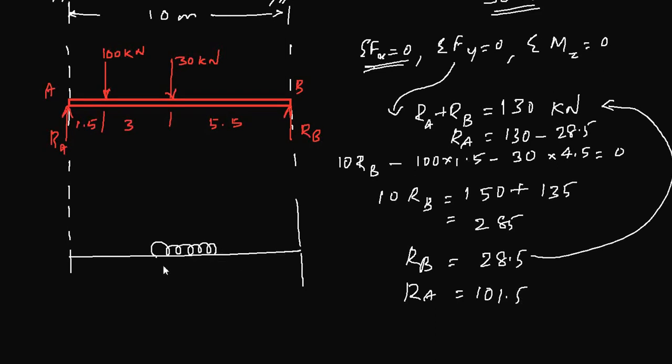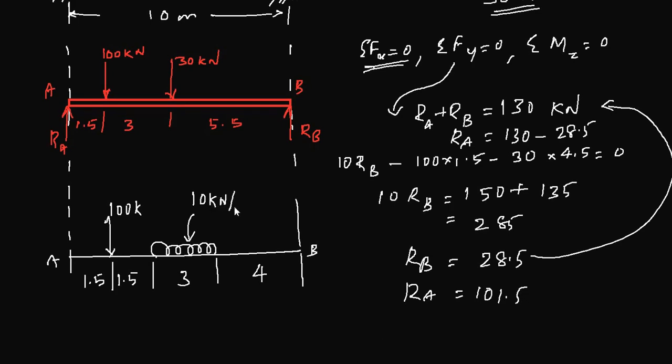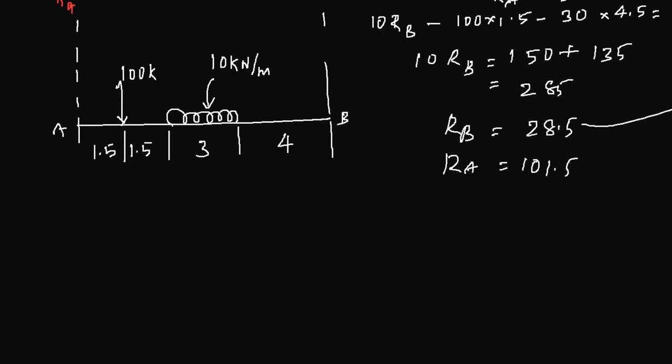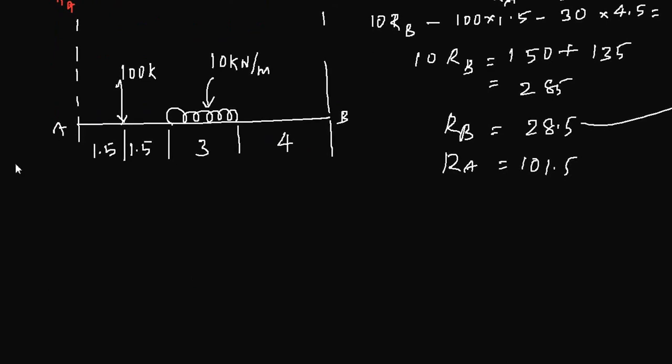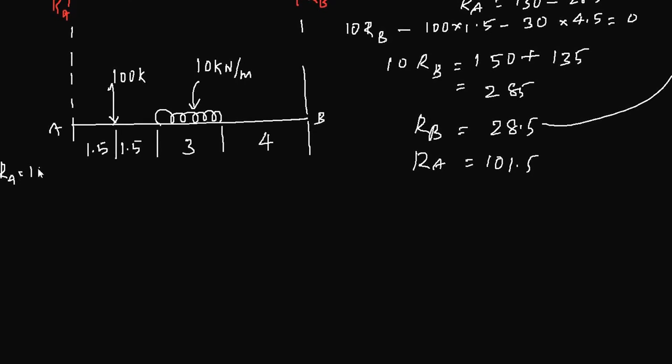You have your UDL over a span of 3 meter and 4 meter, and you have another point load of 100 kilonewton at 1.5 meter and 1.5 meter, points A and B. This is 10 kilonewton per meter. Now you have RA and RB. So RA is equal to 101.5 and RB is equal to 28.5.